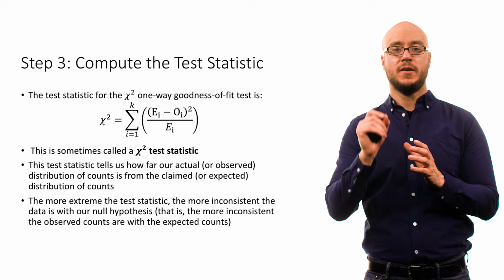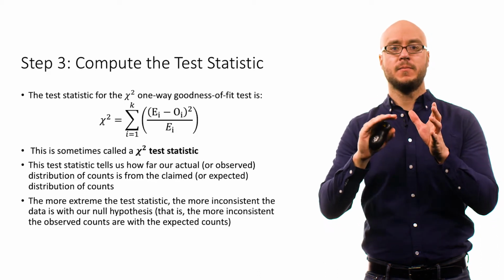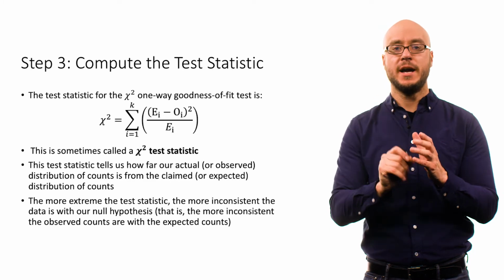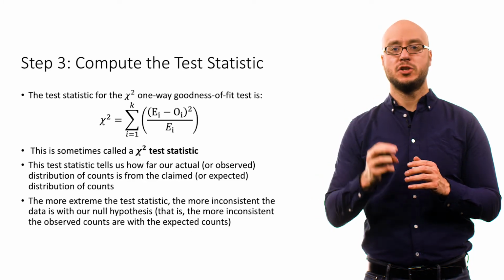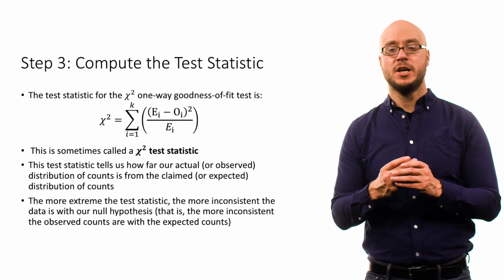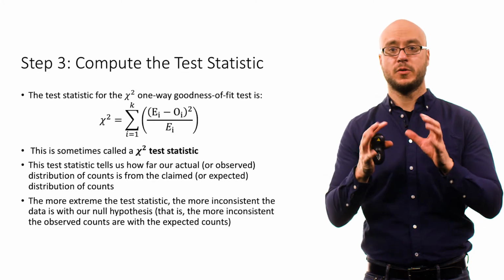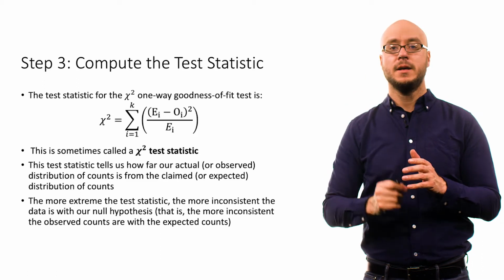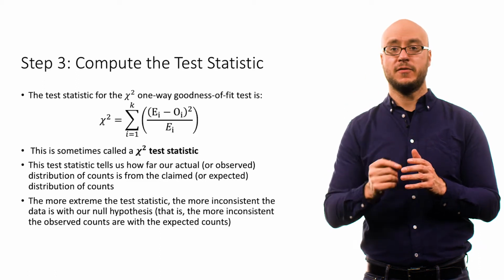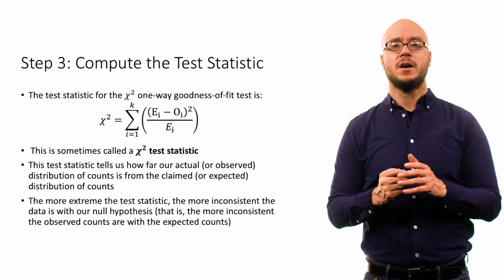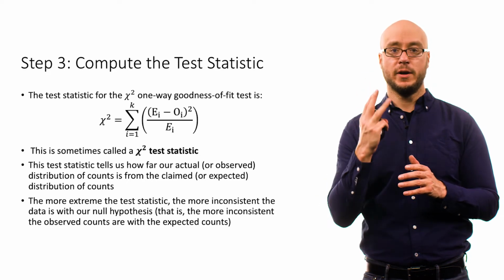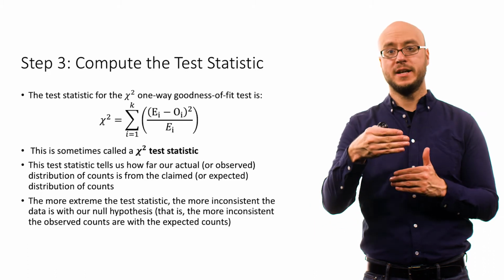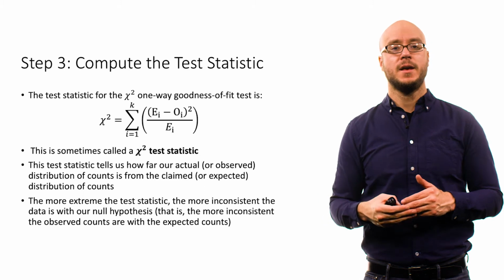So in this case, we add up (E minus O) squared divided by E for each of the categories from i equals 1 to k. So if you have k equals 3 categories, you're going to have 3 terms: (E minus O) squared divided by E for category 1, for category 2, and for category 3. That's all the chi-squared test statistic is really doing. When we work through an example, you'll see the mechanics.